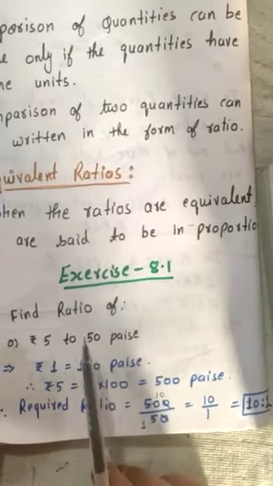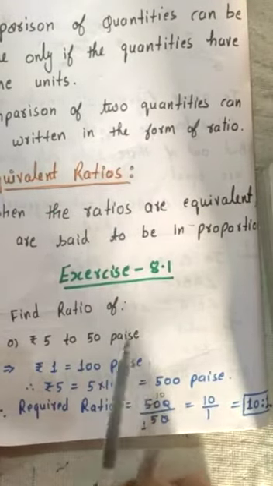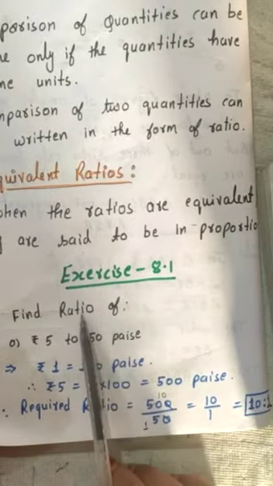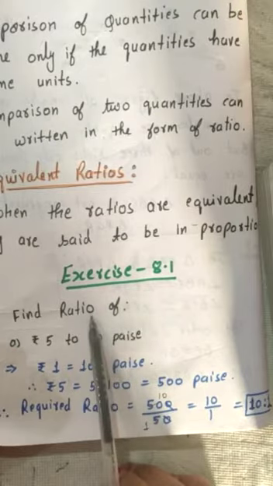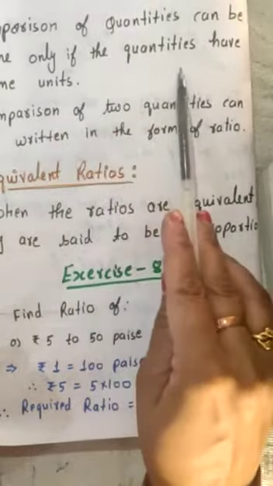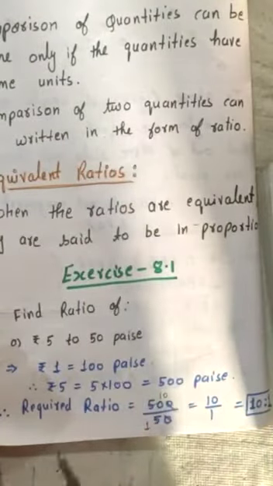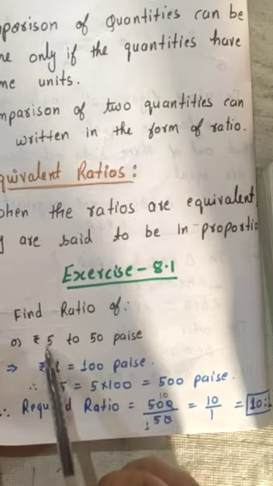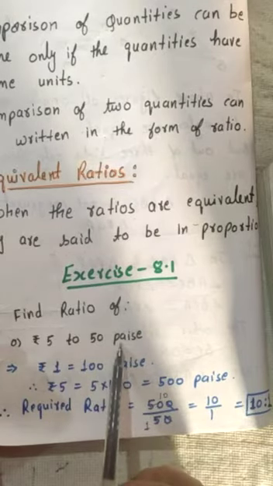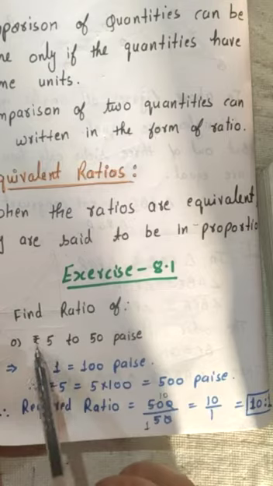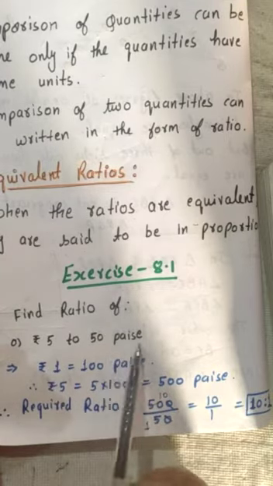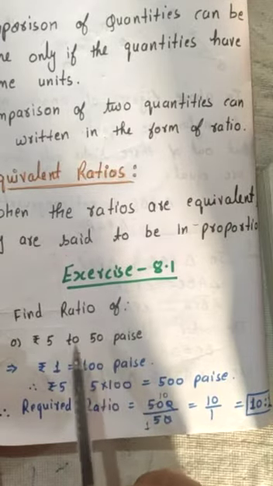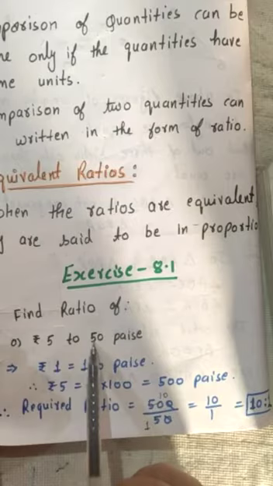The first question of Exercise 8.1 is very simple: find the ratio of. I told you that you write a ratio whenever you compare two quantities, and comparison can be done when they have the same units. Here, 5 rupees is money, 50 paise is also money, but one unit is rupees and the other is paise, so you cannot compare them directly. If you compare 5 upon 50, the answer will be wrong.